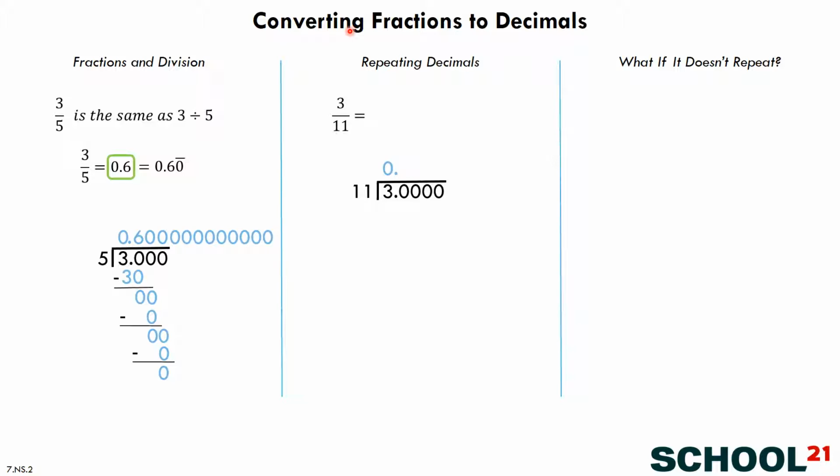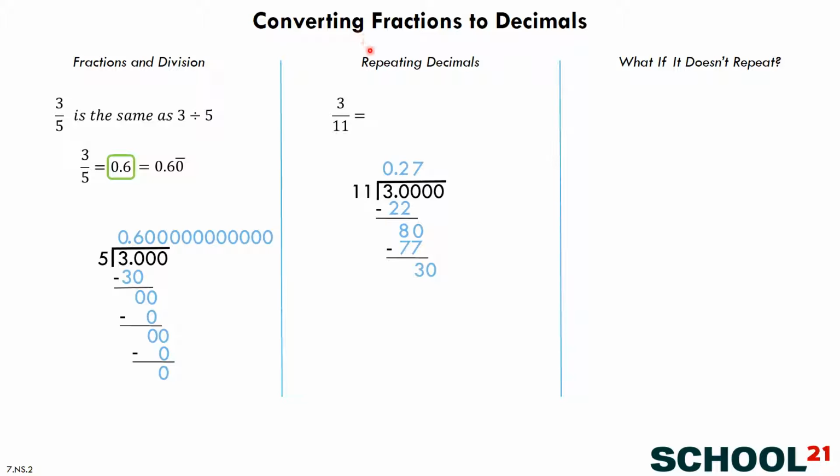Now what do I write? How many times does 11 go into 30? 2 times. What's 2 times 11? 22. Now what do I do? Subtract. And what do I get? 8. Good. Now what do I do? Bring down the 0. So how many times does 11 go into 80? 7 times. And what's 7 times 11? 77. Now you subtract again. What do I get? 3. And then what do I do? Bring down the 0.